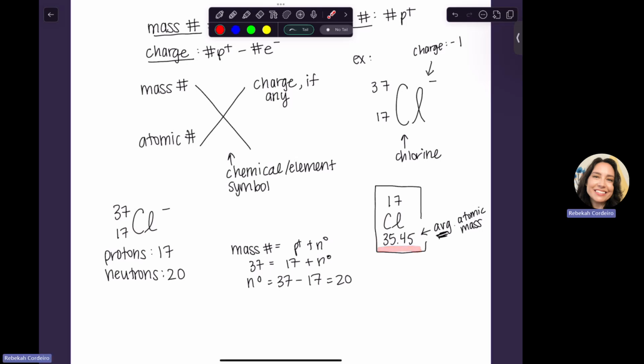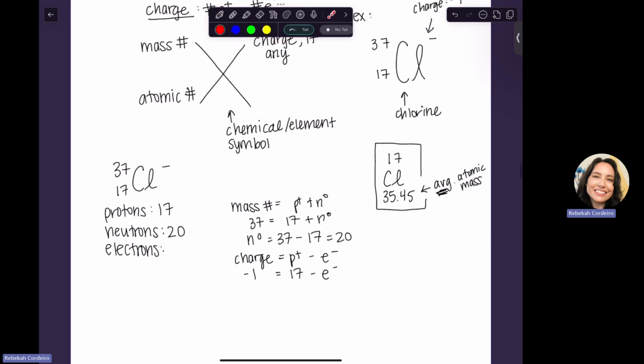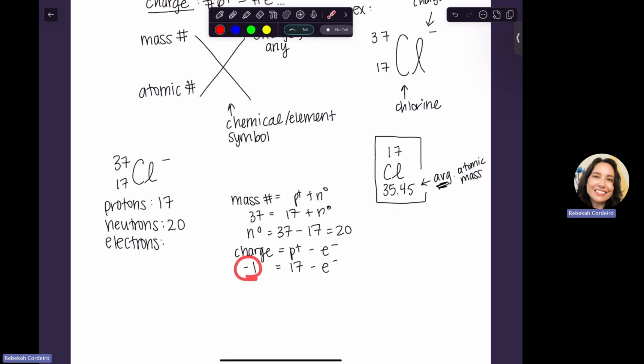And then for electrons, we would need to look at the charge. So the charge is equal to protons minus electrons. So the charge is -1. The protons are 17. And I don't really like to do algebra for this one. I just think about like 17 minus what is -1? You need to be one more negative than 17. So how many electrons do you need? 18. So 17 minus what will give you -1? So my electrons are going to be 18.